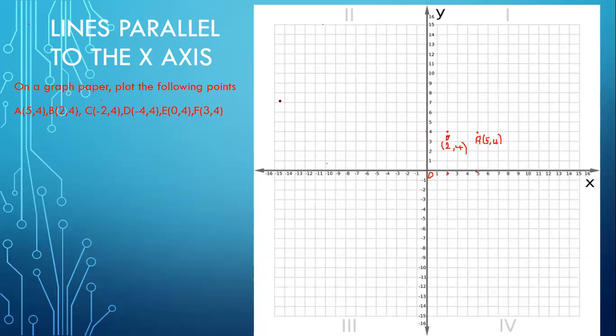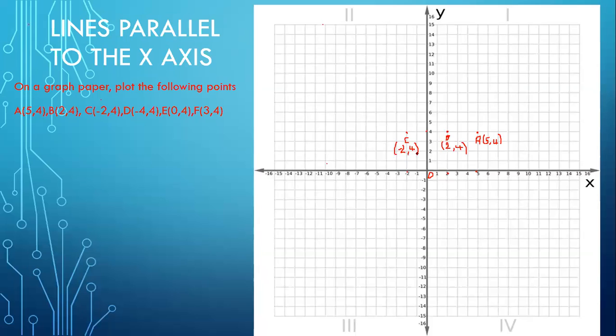Now the next point is C, and the coordinates are -2, 4. So on the x-axis, where is -2? It is here. And on the y-axis, where is 4? Over here. So the point will be here, right? So just mark the point and write the coordinates as -2, 4.